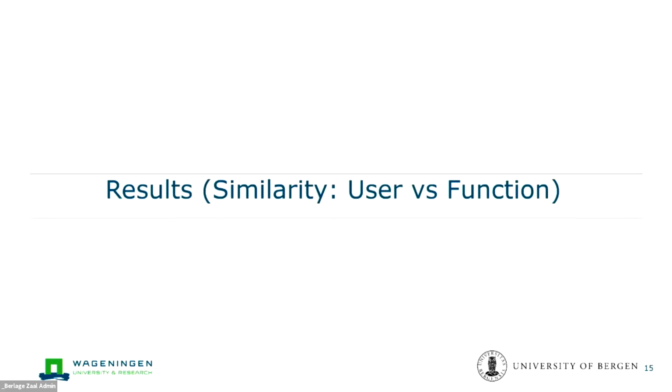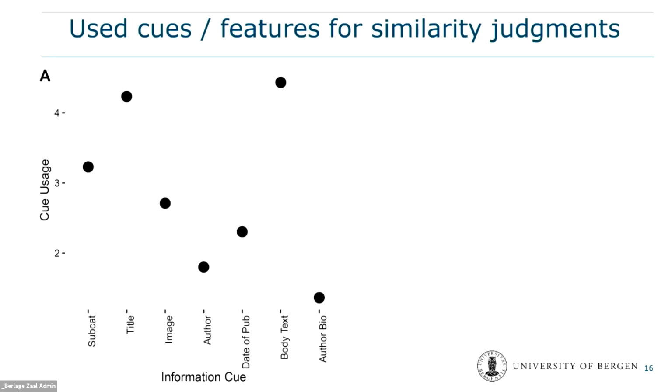So the results. There are 3 different things that I'll show. First, the self-reported cue use. So on the x-axis, you can see, if you tilt your head a little bit, subcategory, title, image, author, date of publication, and body text. And what stands out is that people report to use the title of a news article and the body text mostly for the similarity judgments. So based on that, you would also expect that similarity functions on those features would be most representative.